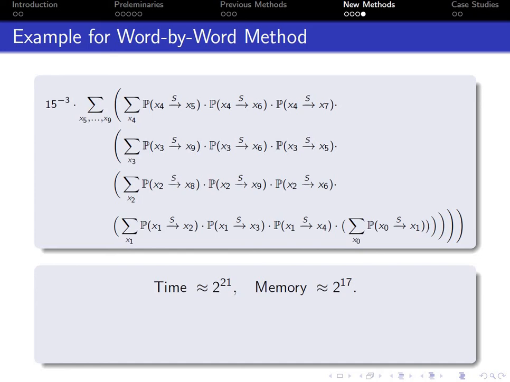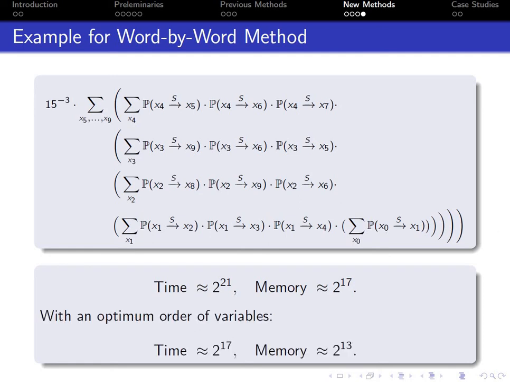But one can also change the order of variables for these sums. Instead of doing the sum over x0, one can start with x1 and exchange the position of these sigma. With an optimum order for this equation, it is possible to compute the equation using 2 to the 17 computations and 2 to the 13 blocks of memory.